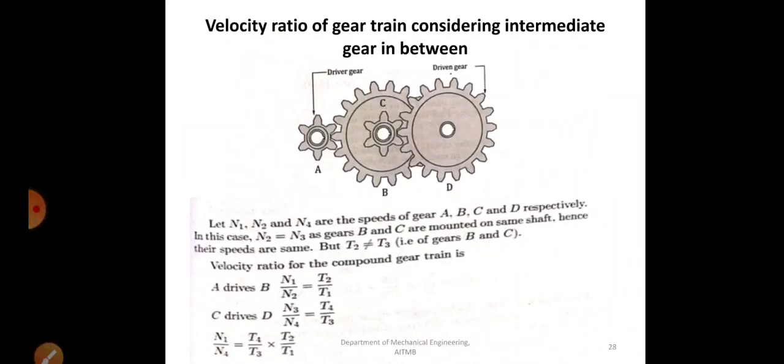Similarly, we have the velocity ratio for a gear train considering an intermediate gear in between. Just go through the explanation, it is very simple. You can easily understand and remember the formula. In the next session we will discuss certain problems and how to get the solution.